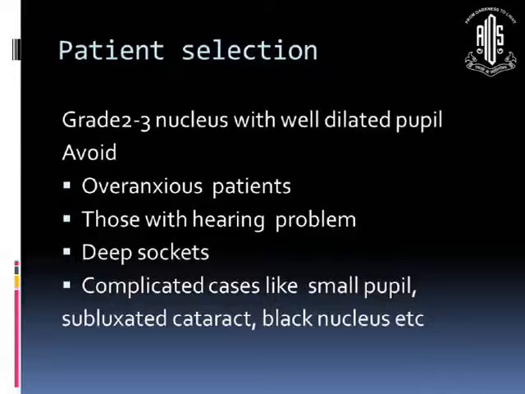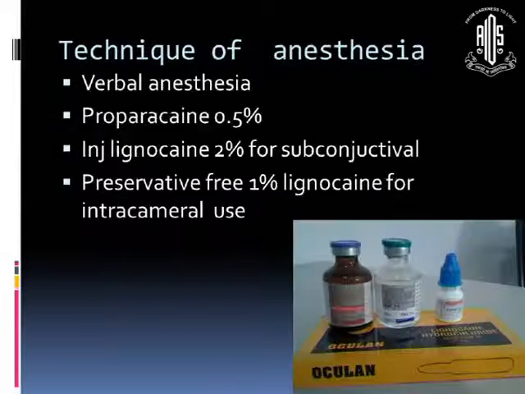It is always better to avoid over-anxious patients and patients with hearing problems as well as language problems, as we need to communicate with the patient before the surgery as well as in between. Avoid complicated cases like small pupil, subluxated cataracts, black nucleus, etc. Also avoid deep sockets, where we may expect more surgical time. You have to explain to the patient very well before the surgery itself, and also reassure the patient in between the surgery every now and then.